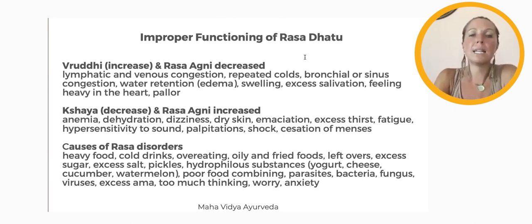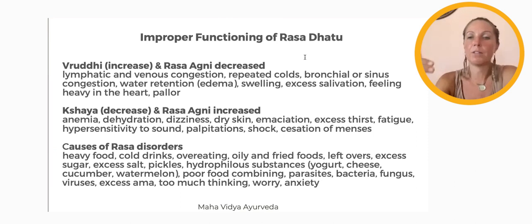We might see anemia, dehydration, dizziness, skin disease or dry skin, emaciation, excess thirst, fatigue, hypersensitivity to sound, heart palpitations, shock, and you might see a stopping in the menstrual cycle. The causes of this could be heavy food, cold drinks, which is going to do what? It's going to halt Agni.